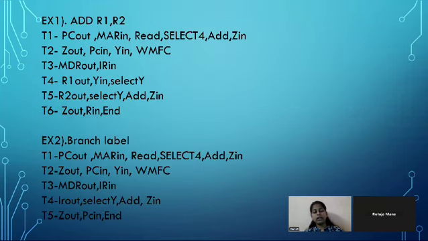Now we understand an example of the hardwired control unit. The first one is AND R1, R2. There are six clock cycles which execute the whole instruction, T1, T2, T3 up to T6.